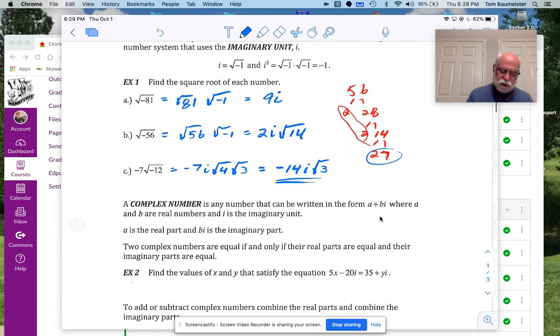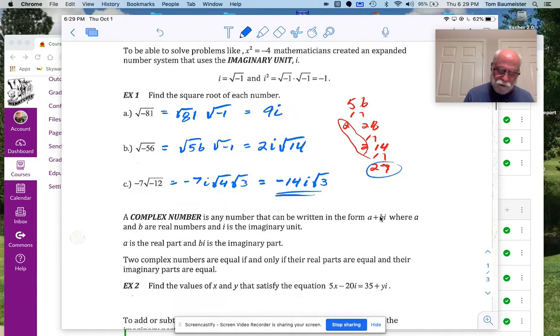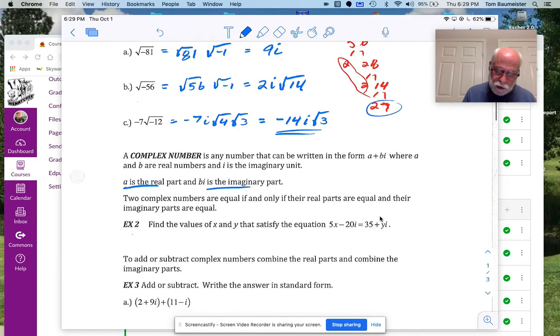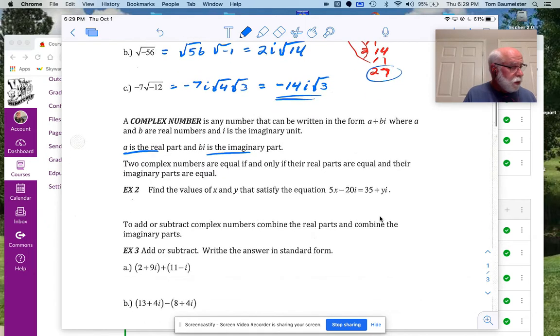So a complex number is any number that can be written in the form a plus bi, where a and b are real numbers, and i is the imaginary unit. In that case, a and b are still real numbers, but a is the real part and b is the imaginary part. Two complex numbers are equal if and only if their real parts are equal and their imaginary parts are equal.